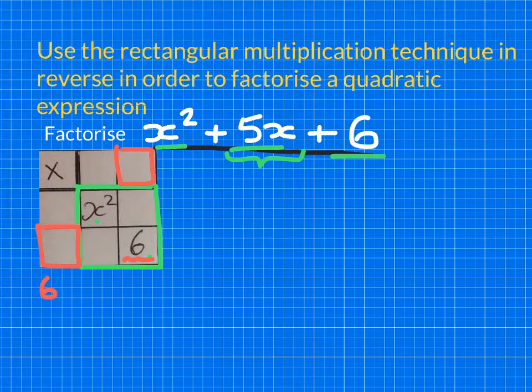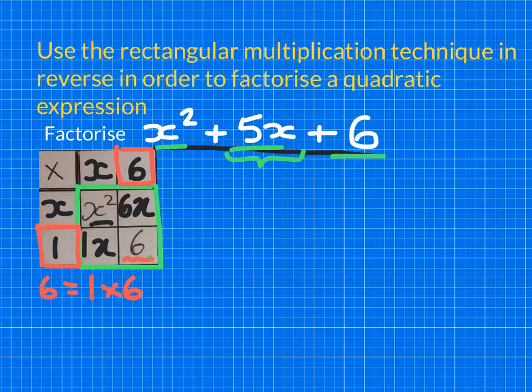6 could be made up by doing 1 times 6. Let's try the 1 and the 6 and see whether that works out. So if I have 1 and I have a 6 there, notice as well, if I've got x squared here, then these 2 numbers must have been x and x. X times x is x squared, 6 times x is 6x, and 1 times x is 1x.